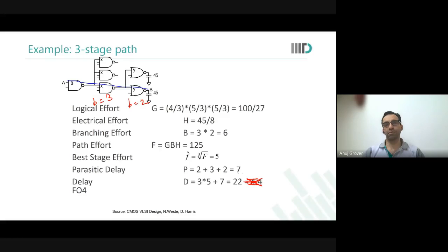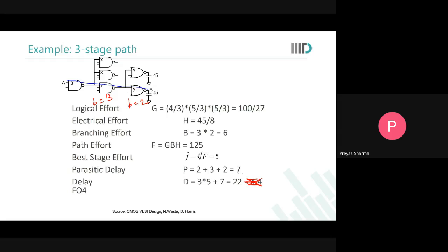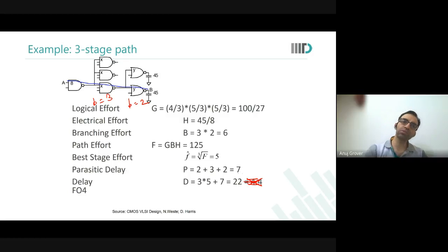सर, हमने ये जो पैरासिटिक डिले मतलब पैरासिटिक वाले एफर्ट को निकाला था, तो जहाँ पे आपने b = 3 लिखा है, अगर यहाँ पे एक 2 इनपुट नैंड गेट होता, एक 4 इनपुट नैंड गेट होता, तो फिर सेम वैल्यू लेते, राइट सर? हाँ, suppose this was a 4 input NAND gate. So we would have used 4 over here. ओके सर. ठीक है सर. थैंक यू सर.